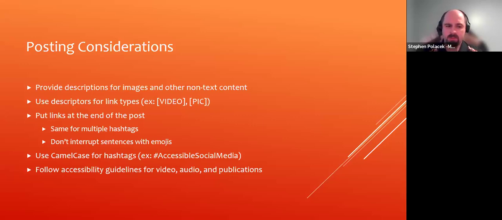And then finally, when you're posting any video or audio content or any publications like a Word doc or a PDF or any kind of flyer like that, follow the good general accessibility guidelines regarding those. They contain kind of the same things we just went over, but there are some additional considerations, and we'll talk a bit more about those later.